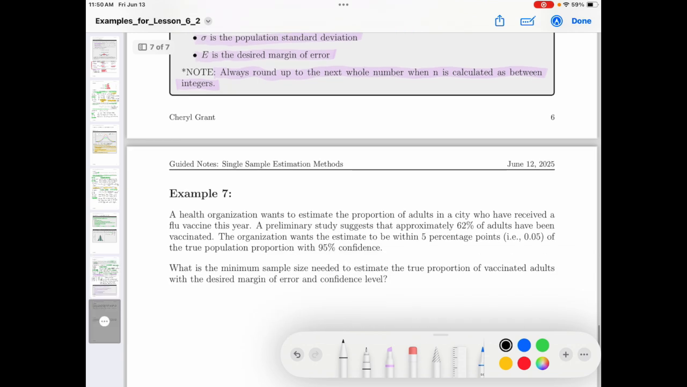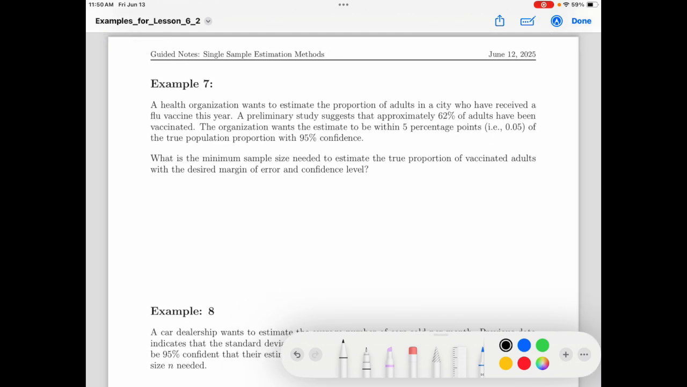Okay, let's look at example 7 and 8. A health organization wants to estimate the proportion of adults in a city who have received a flu vaccine this year. A preliminary study suggested that approximately 62% of adults have been vaccinated. The organization wants the estimate to be within 5 percentage points of the true population proportion with a 95% confidence. What is the minimum sample size needed to estimate the true proportion of vaccinated adults with the desired margin of error and confidence level? So let's pick out all the major information.